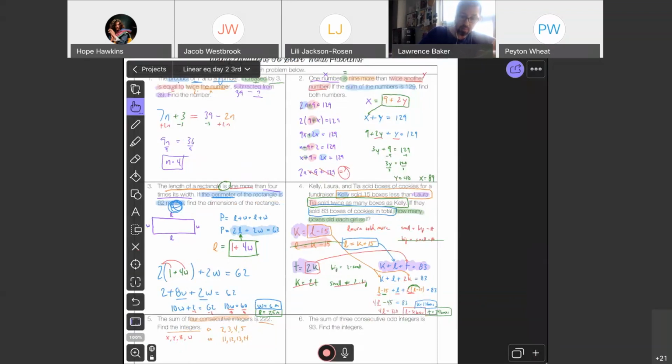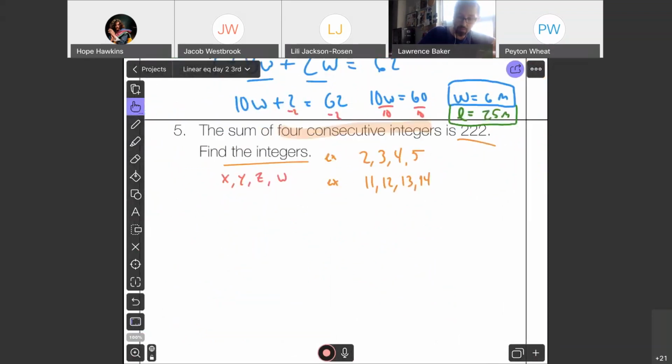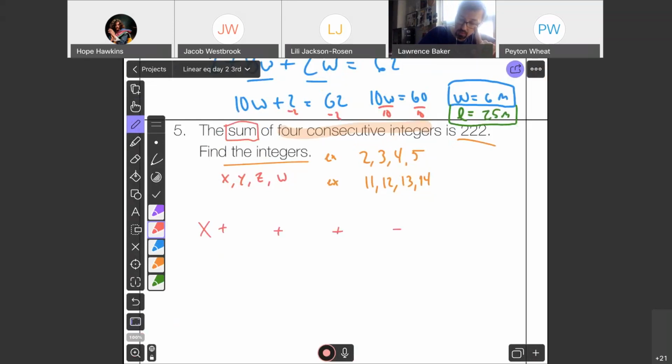So we need to be thinking about something else. If we only have 1 sentence, there's a pretty good chance we're only going to be able to write 1 equation, which means I can only have 1 variable. So let's use X or whatever you want. It's talking about summing, and we know that means add. So we're going to be adding these 4 numbers, and we're supposed to get 222 when we're done.